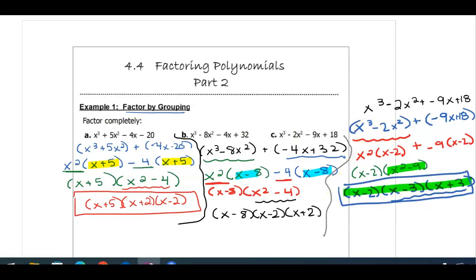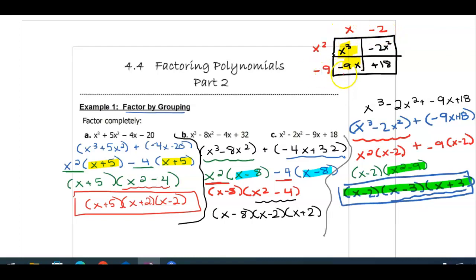Now, one thing I do want to note is that when you have 4 terms, you can also just put them in the box. So we have x cubed minus 2x squared minus 9x plus 18. If we take out an x here, we want the common factor among these. The common factor among those is an x. So if that's an x, this has to be an x squared. If this is an x squared, this is a negative 2. If this is an x, this is a negative 9x.